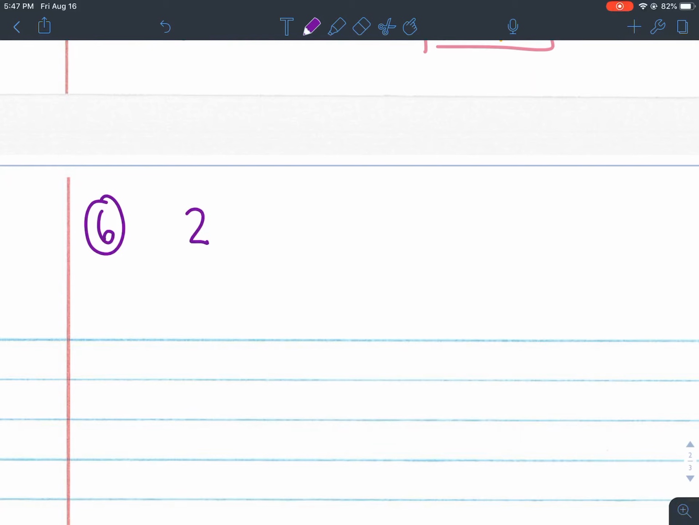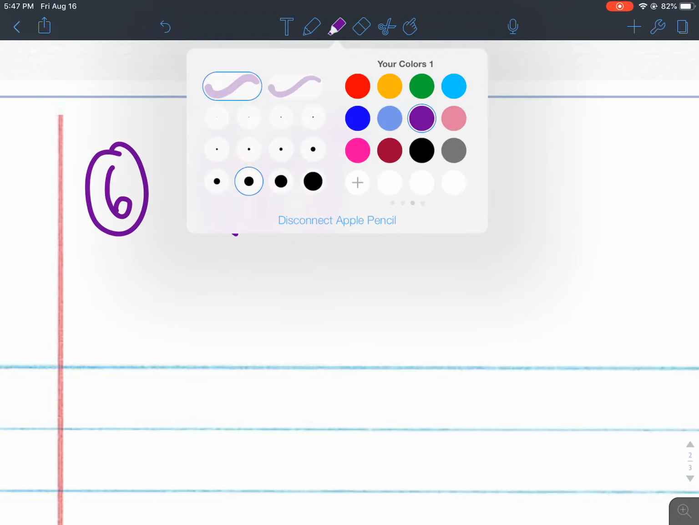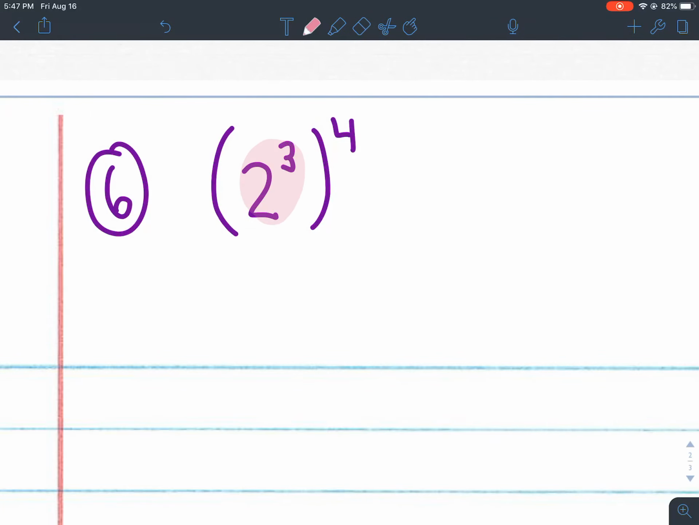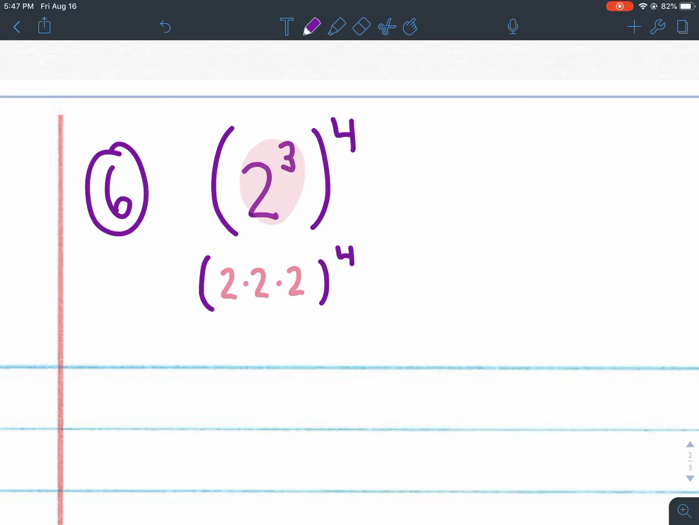So I have 2 to the 3rd to the power of 4. All right, let's talk about what this means. I want you to think of the parentheses as a house, okay? Inside my house, I have 2 to the 3rd. What does 2 to the 3rd mean? Well, 2 to the 3rd means that I have 2 times itself 3 times. Let's go ahead and write that. I have 2 times itself 3 times. And then I still have everything else, right? All I've done is expanded the 2 to the 3rd, and I wrote it 3 times.